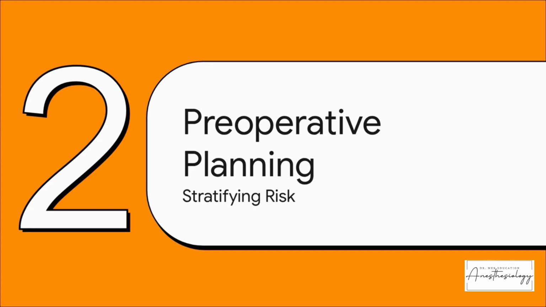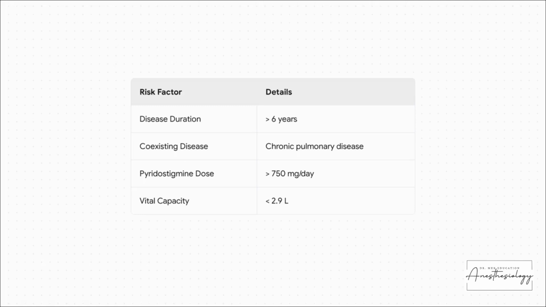Okay, with that core understanding, let's move on to Section 2. This is where we take that pathophysiology and turn it into a practical plan, preoperative assessment and optimization. One of the most useful tools we have for this is the Levinthal scoring system. It's designed to help us predict the likelihood that a patient will need postoperative mechanical ventilation. So, the risk factors to watch for are a disease duration of more than 6 years, any coexisting chronic pulmonary disease, a daily pyridostigmine mean dose that's over 750 milligrams, and a preoperative vital capacity under 2.9 liters.